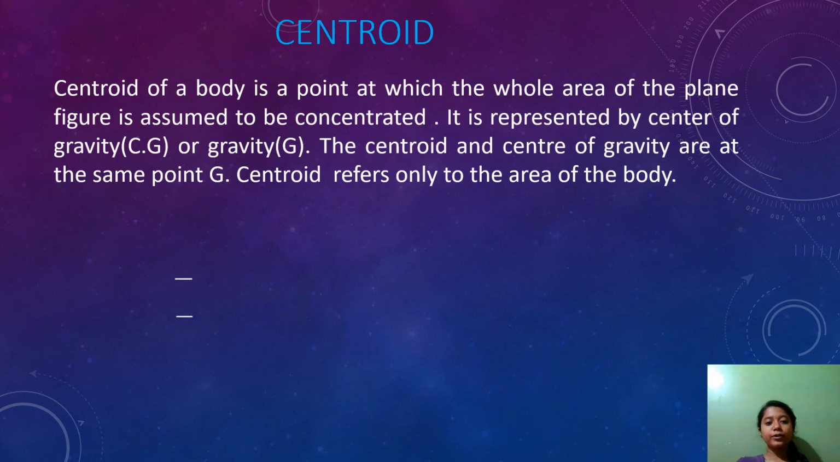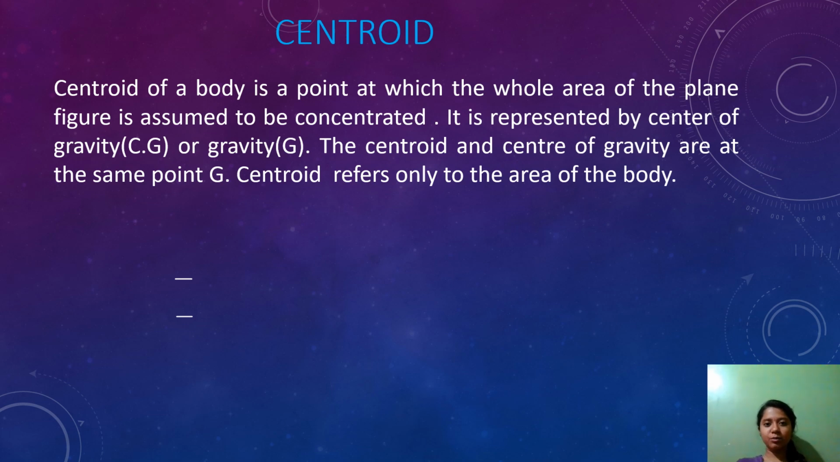Centroid. Centroid of a body is a point at which the whole area of the plane figure is assumed to be concentrated. It is represented by center of gravity or gravity. The centroid and center of gravity are at the same point G. Centroid refers only to the area of the body. Repeating the definition again, centroid of a body is a point at which the whole area of the plane figure is assumed to be concentrated.